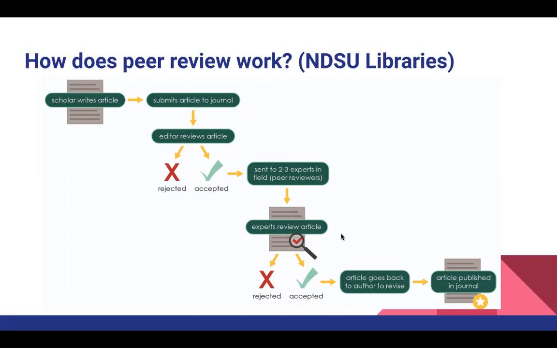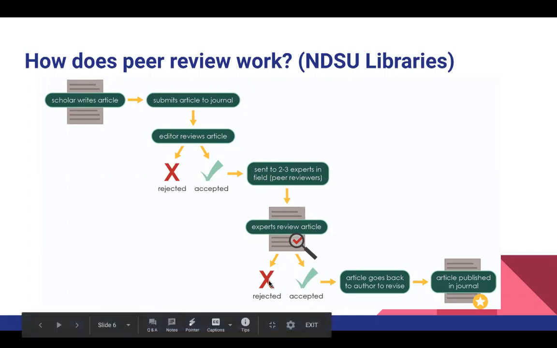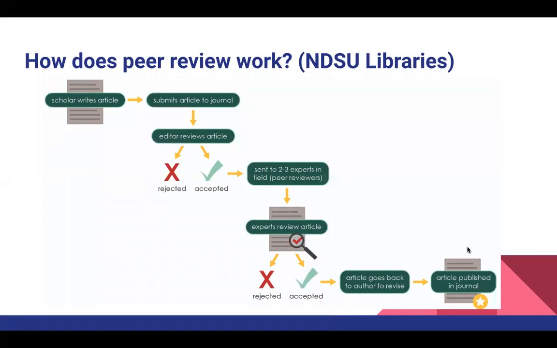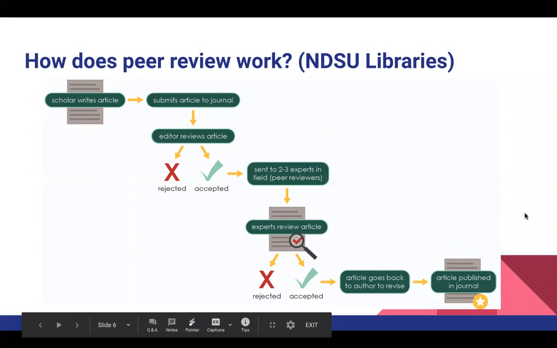They're going to review the article and they can recommend rejecting or accepting. Usually, if they accept, it's going to be with revisions. You'll have to edit your article. The article will then, if it's accepted, go back to the author for revision. And once that is done and some editing takes place, it will eventually be published in the journal.